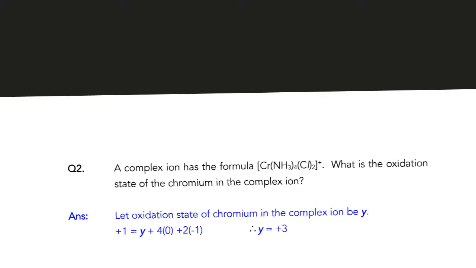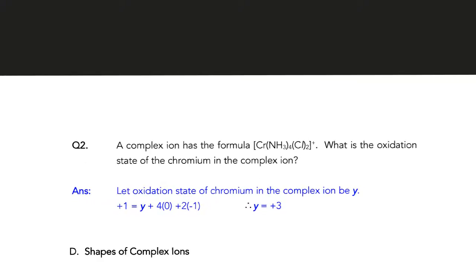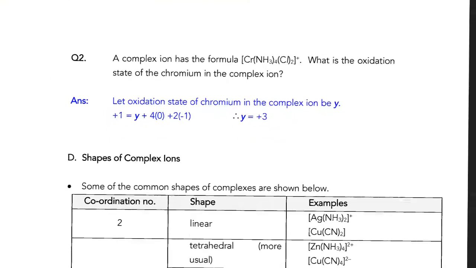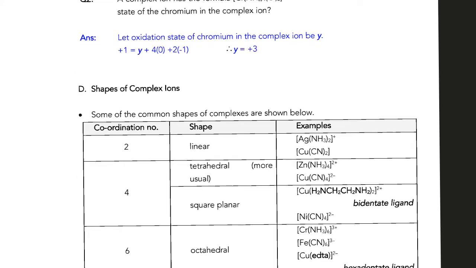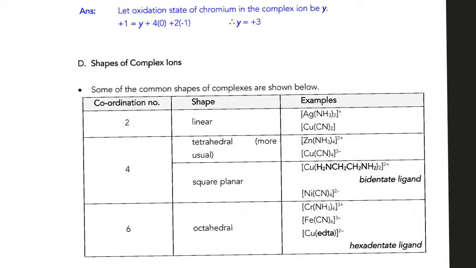Now, as I also mentioned in part 1, the number of dative bonds surrounding a transition metal ion or complex, the coordination number, tells you the shape. Usually these will only fall into 3 categories, 2, 4, or 6 in the syllabus. Of course, you can have 5 dative bonds, and if you use VSEPR theory, it should be trigonal bipyramidal, but these are not so usual. Usually it'll be 2, 4, and 6 in the syllabus.